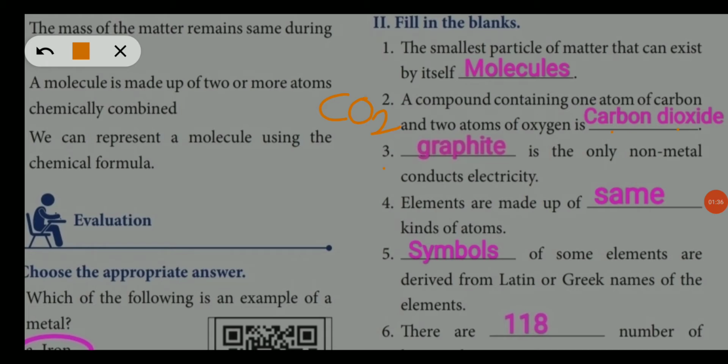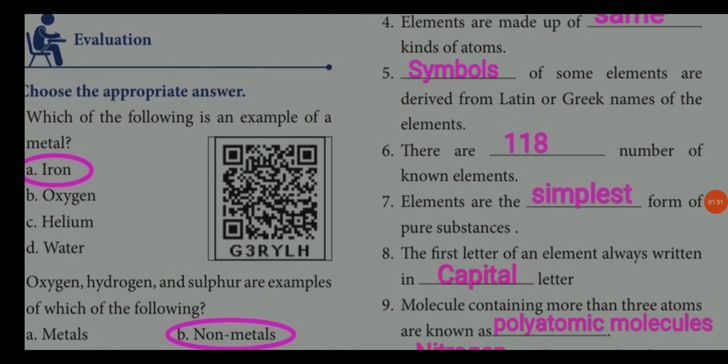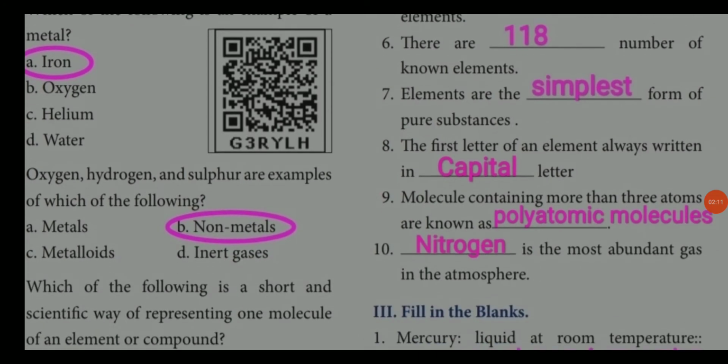Third one, dash is the only non-metal that conducts electricity. The only non-metal that conducts electricity is graphite. Fourth one, elements are made up of dash kinds of atoms: same kind of atoms or similar kind of atoms. Fifth one, symbols of some elements are derived from Latin or Greek names of elements. Sixth one, there are 118 known elements. Seventh one, the elements are the simplest form of pure substance.